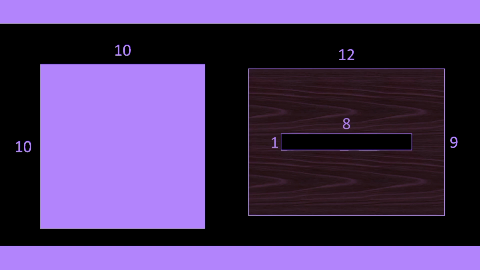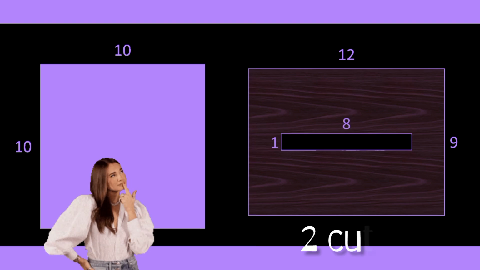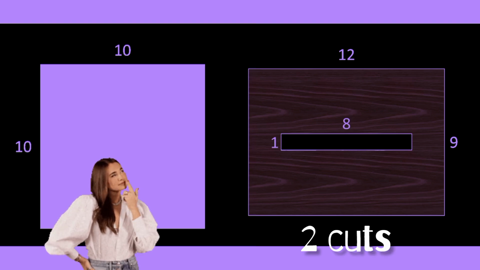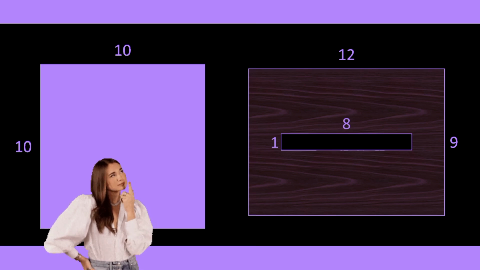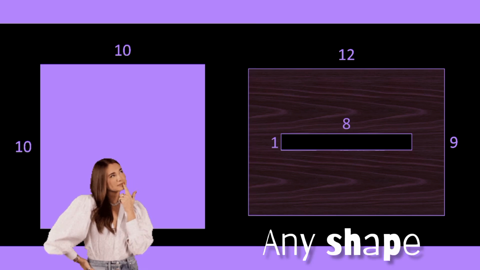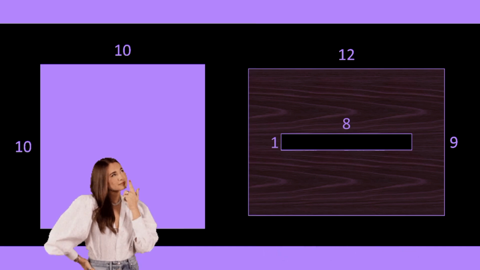Now, here's how the puzzle works. Make 2 cuts through the wooden piece so that the resulting pieces can completely cover the square. Each cut must start at one edge and end at another edge, any edges. The cuts can be in any shape you like. All right, let's start solving this puzzle. Do you want to try it yourself first? If so, pause the video and give it a shot.